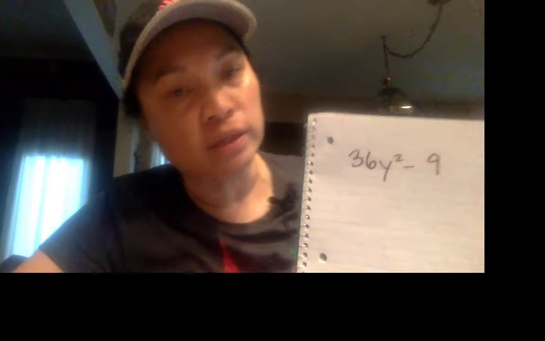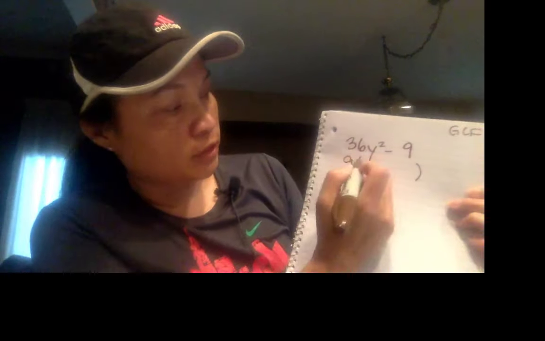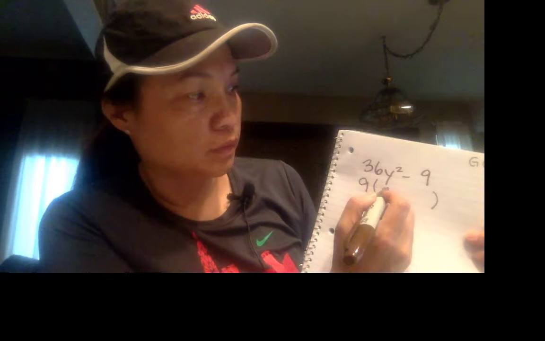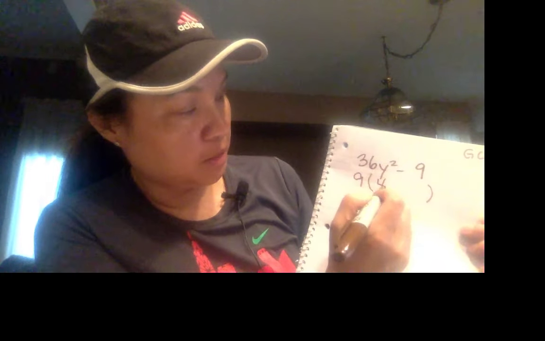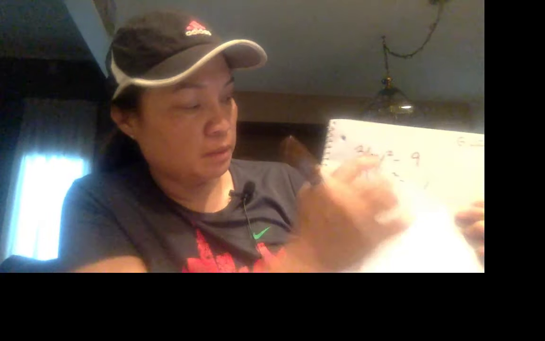Okay, so the very first thing in factoring that you have to do is the greatest common factor. That's always the very first thing. What do these 2 things have in common? It would be 9, and we're going to factor that out. When I factor out 9, 36 divided by 9 gives 4y squared, minus, and 9 divided by 9 is 1.